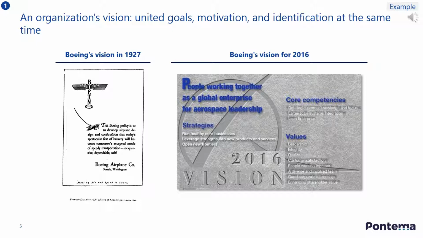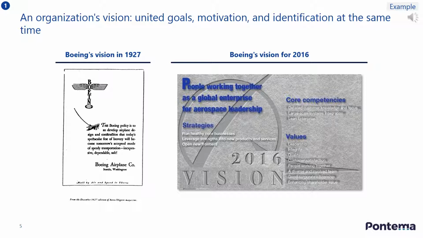In 1927, Boeing's vision was to develop aeroplanes that will become tomorrow's accepted mode of speedy transportation. Fast forward some 89 years later, and Boeing's vision for 2016 had shifted to one based on innovation that focused on 3 business strategies. Firstly, run healthy core businesses. This strategy touches on what Boeing people do every day, which is designing and building the safest, highest quality aeroplanes, working with customers to understand the marketplace's requirements, improving processes, and reducing costs.